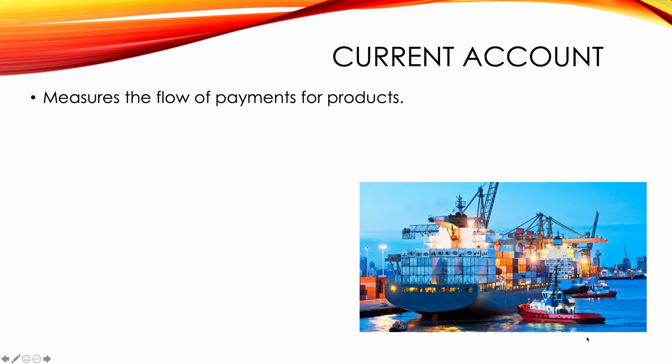And products can be made in a country and sent to another country. We call those exports. Or products can be made in some other country and sent into a country, right? We call those imports, right? One country's exports are another country's imports. So what we're looking at in the current account is payments for those products, right? So when we pay for imports from another country or when we get paid for exporting stuff from our country, that's all tracked in the current account.